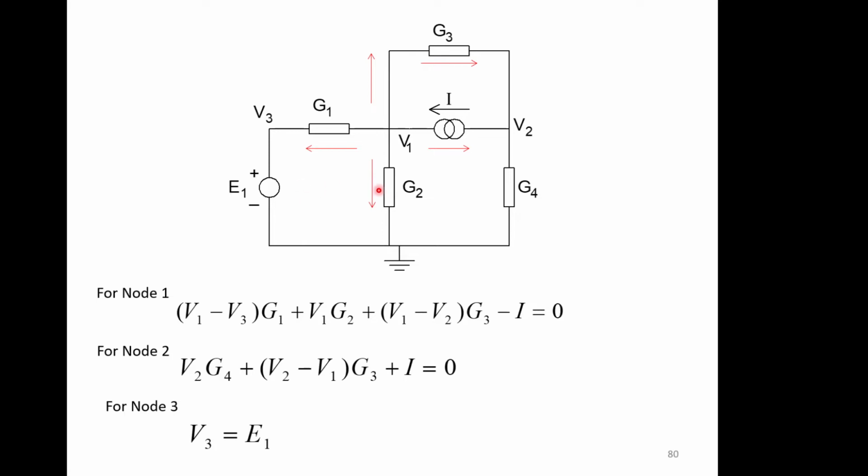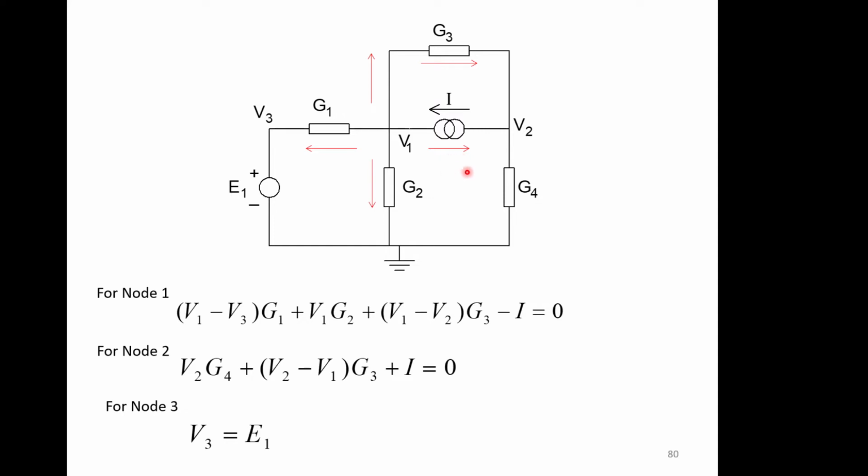So V1 minus V3 multiplied by G1 gives us this current here. V1 G2 gives us this one here. V1 minus V2 G3 gives us this one here, and then we've got minus I, because I is defined in this direction but the red arrow is defined leaving, so it becomes negative.